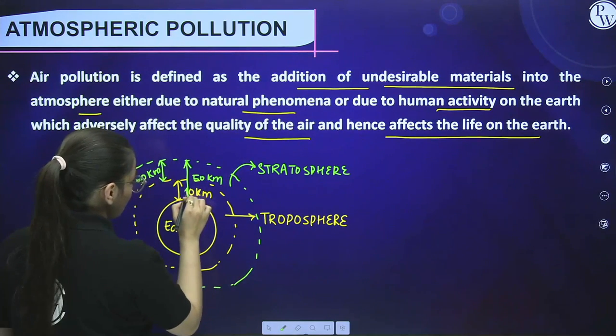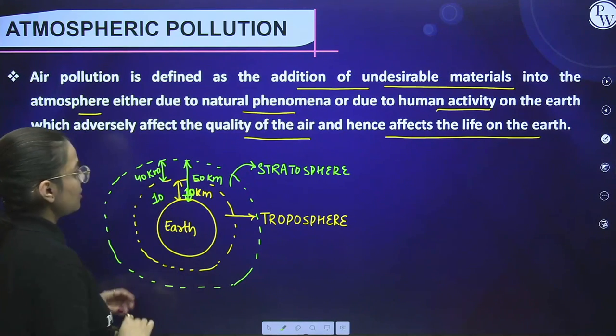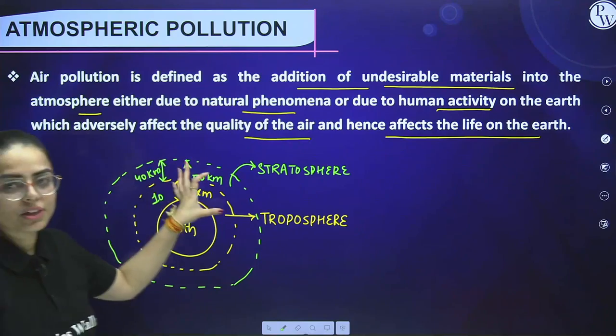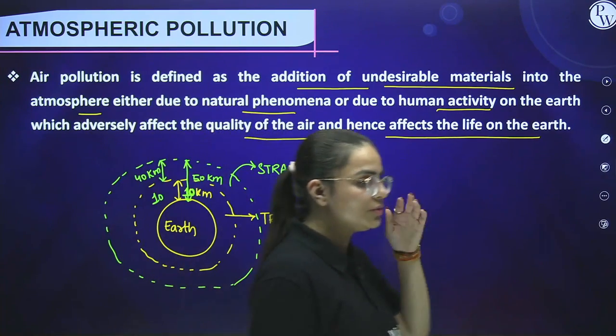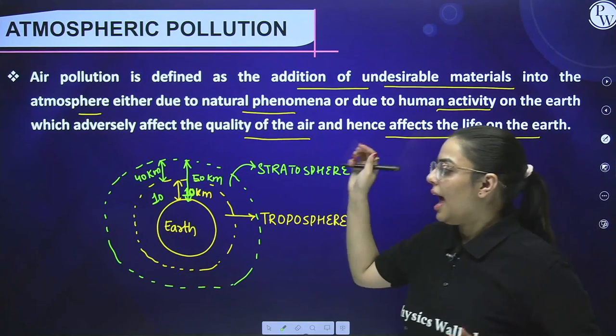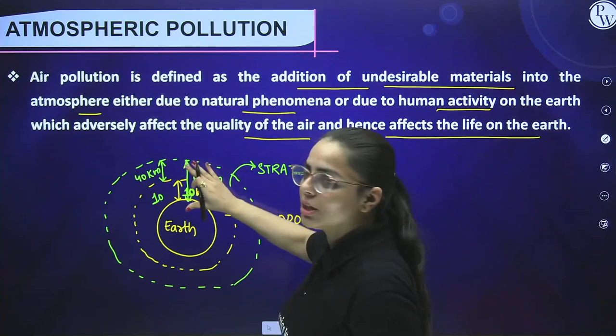Now here I am writing this again, do not get confused. This is 10 kilometers, this is 40 kilometers, it combines to 50 kilometers. The troposphere is at 10 kilometers from the earth's sea level, and the stratosphere lies at 40 kilometers from the troposphere, or 50 kilometers from the sea level.